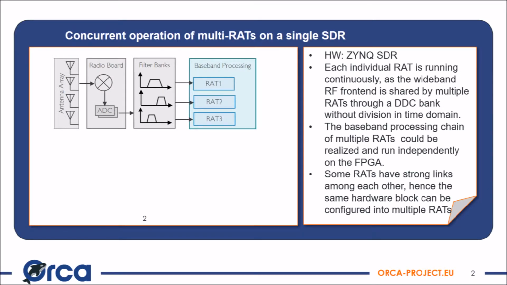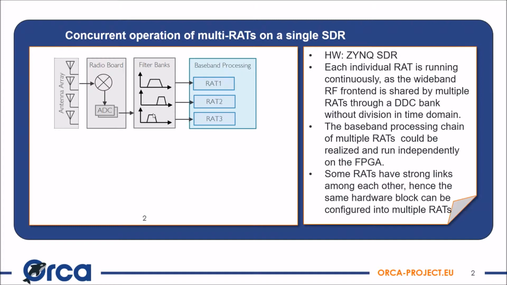The first functionality is the concurrent operation of multiple radio access technologies on a single SDR. The functionality is supported on the Zinc SDR platform. The SDR has a wideband radio front end. Each individual RAD is running concurrently, as the wideband radio front end is shared by multiple RADs through the digital down filter banks, like shown here.